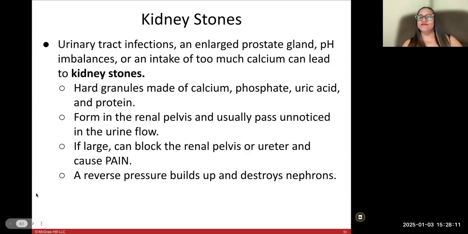Kidney stones, urinary tract infections, an enlarged prostate gland, pH imbalances, or an intake of too much calcium can lead to kidney stones. These are hard granules made of calcium phosphate, uric acid, and protein. They form in the renal pelvis and usually pass unnoticed into the urine flow, but if they're too large, they can get stuck and cause pain. If you've ever had a kidney stone, you know how painful they are. A reverse pressure builds up and will destroy the nephrons in your kidney.